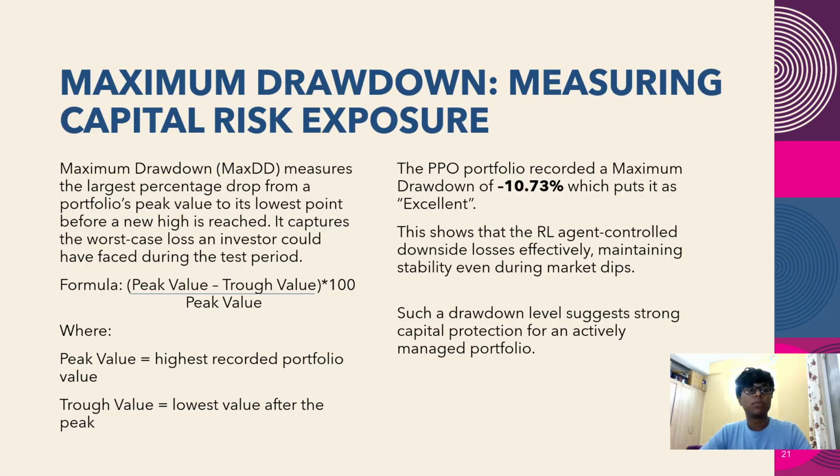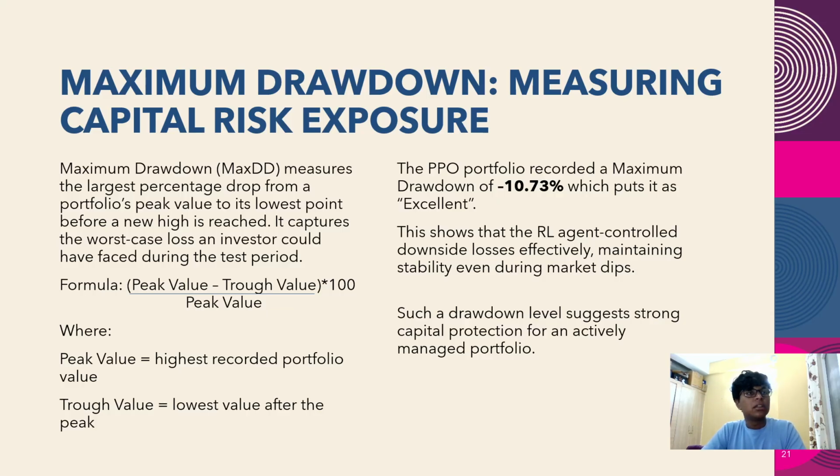So next I will talk about maximum drawdown, which is basically measuring the capital risk exposure. It measures the maximum loss you can make. If you make the worst trade possible in the model, which is buying at the highest point and selling at the lowest point, before a new high is reached, what is the worst loss you can make?